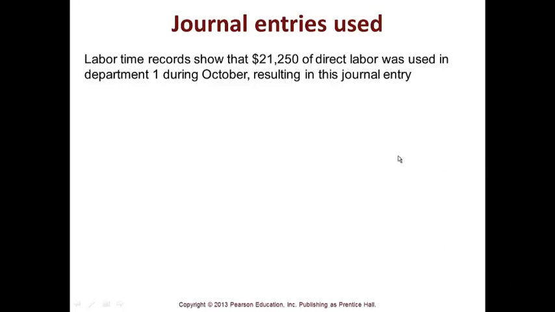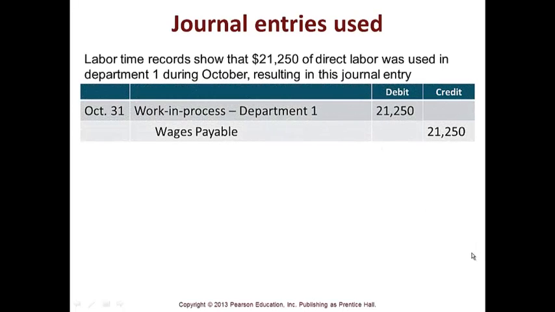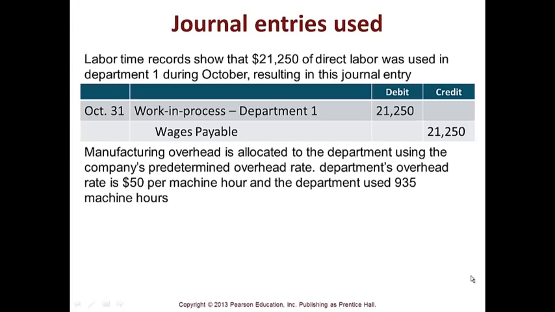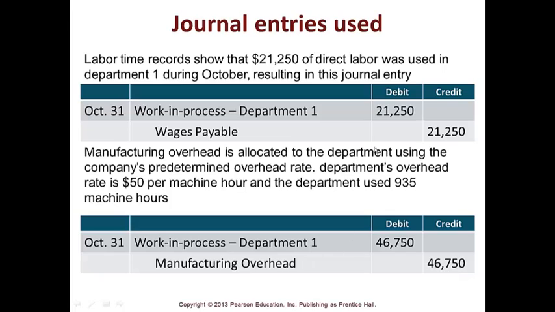Now you talk about the journal entries used. The labor time records show that 21,250 of direct labor was used in Department 1 during October. So here you're going to journalize the wages payable against the work in process for Department 1. And then the manufacturing overhead is allocated to the department using the company's predetermined overhead rate. And they give you the predetermined overhead rate is $50 per machine hour. And the department used 935 hours. So 935 times 50 is your work in process and your manufacturing overhead.